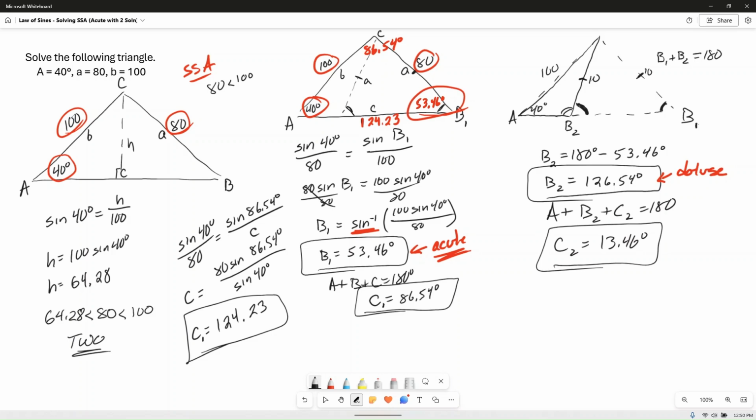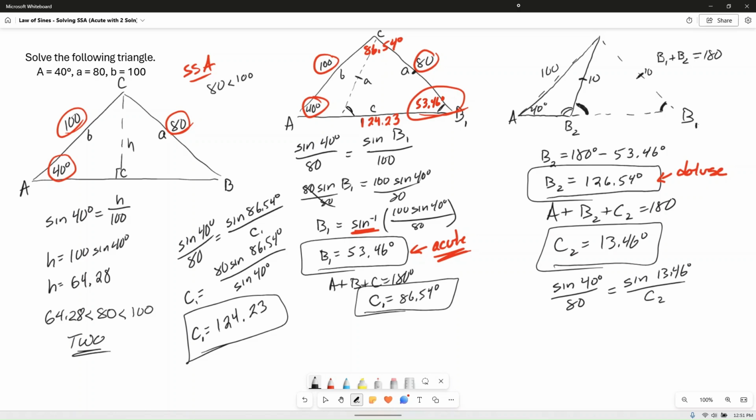All right. Last thing we need to find is side C2. And so we can set this up just like we did for side C1. So we will have the sine of 40 degrees over 80. And I'm using the same values there because those were the given values for angle A and side A. So sine of 40 degrees over 80 has to equal the sine of 13.46 degrees, because that is angle C2, and that is paired with side C2.